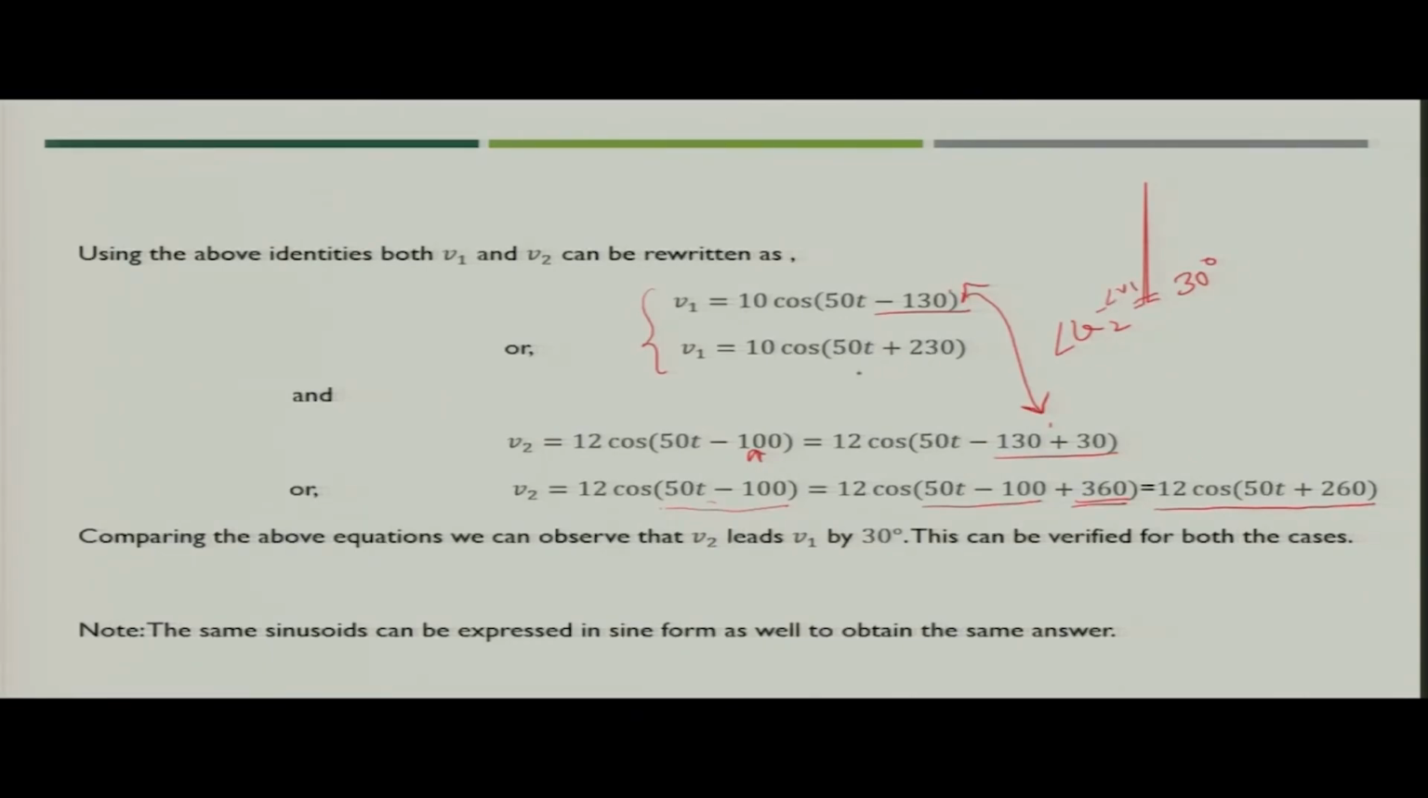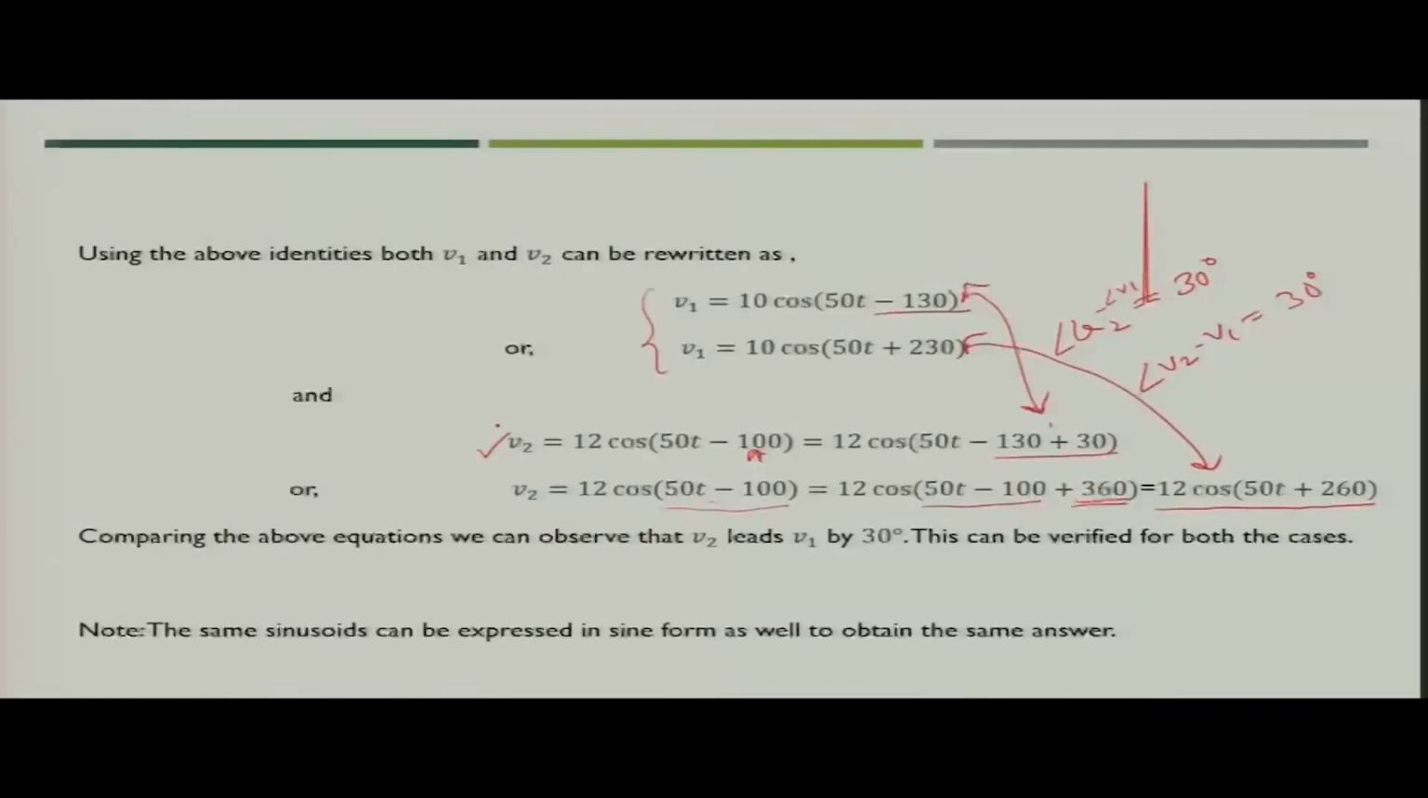Similarly, for these two cases, if you compare both of them, again you will come to know the angle of V2 minus V1 is equal to 30 degrees. So, whether it was plus 180 degrees or minus 180 degrees in case of V1, we found the same answers. A similar exercise can be done by converting cos into sine and then comparing with the voltage V2. That is something which you can do as an exercise.